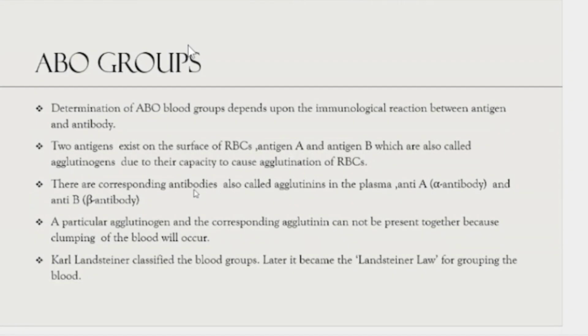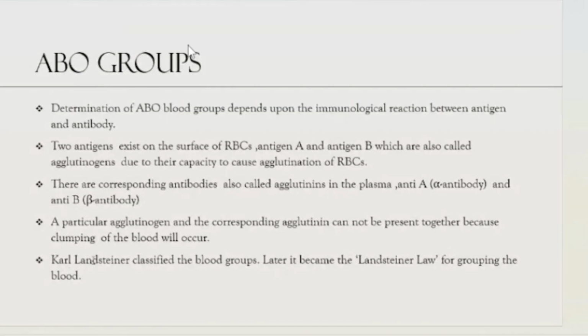Then, as we know, the corresponding antibodies are called agglutinins. These are present in your plasma and are majorly two: anti-A or alpha antibody and anti-B or beta antibody. A particular agglutinogen and its corresponding agglutinin cannot be present together because clumping of blood will occur. So if a person has A antigen, he will not also have alpha antibody in plasma, because that would ensure agglutination occurring in that person. That's basically the meaning behind this line.